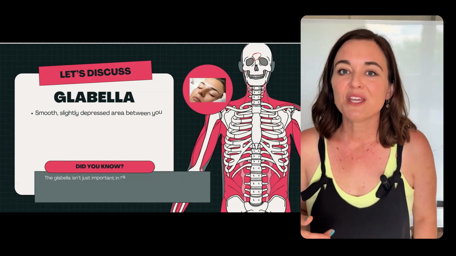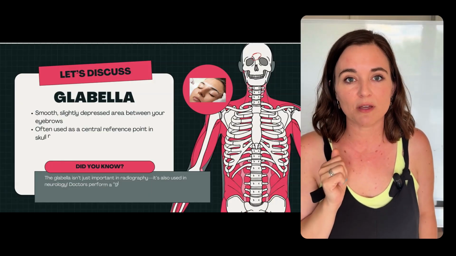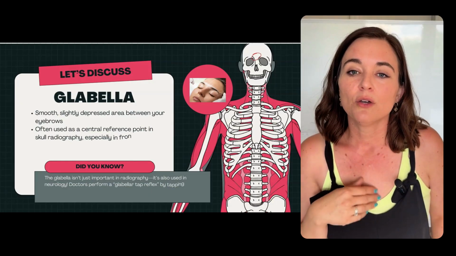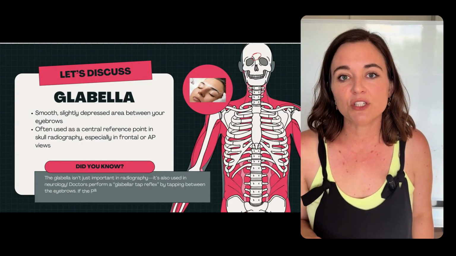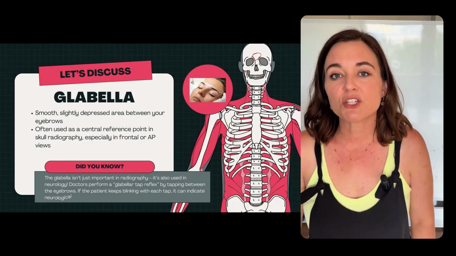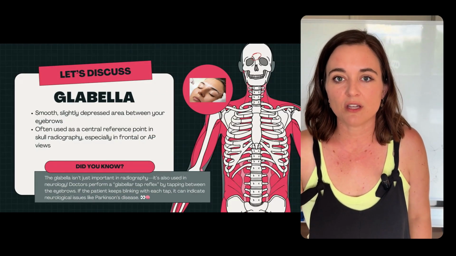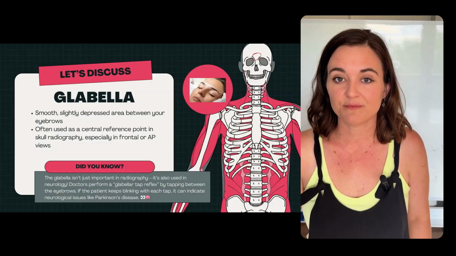Glabella, what is it? The smooth, slightly depressed area between your eyebrows, just above the bridge of your nose. Why does it matter? It's often used as a central reference point in skull radiography, especially in frontal or AP views. Think of it like your center dot for many head projections.